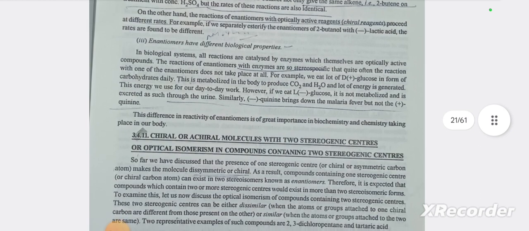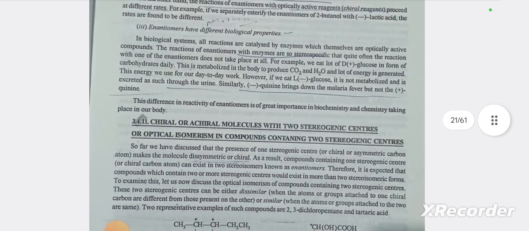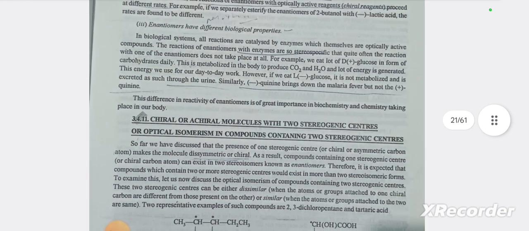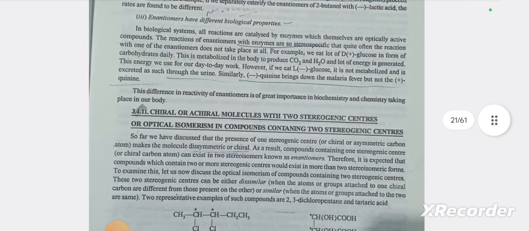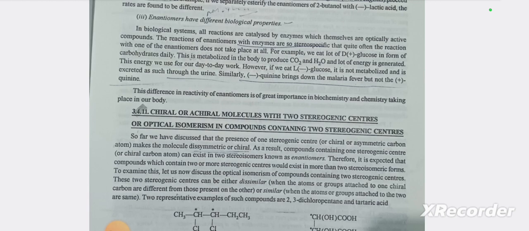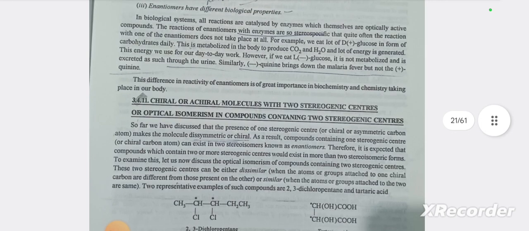On the other hand, the reactions of enantiomers with optically active reagents, chiral reagents, proceed at different rates. For example, if we separately esterify the enantiomers of butan-2-ol with lactic acid, the rates are found to be different. Enantiomers have different biological properties.